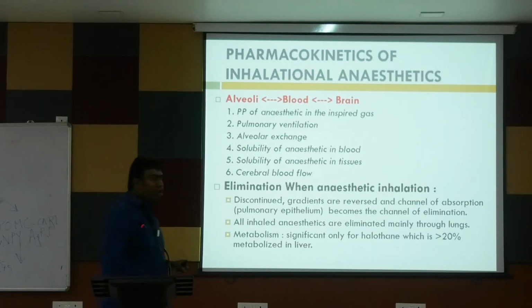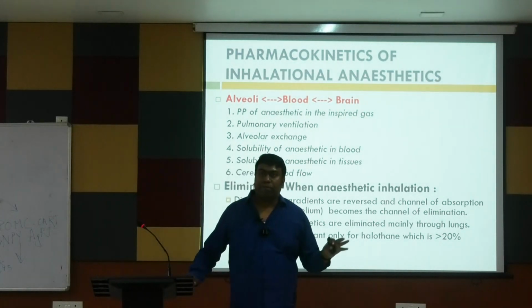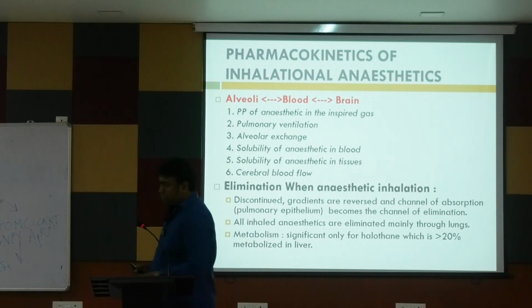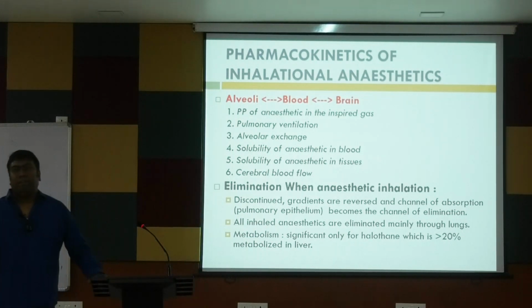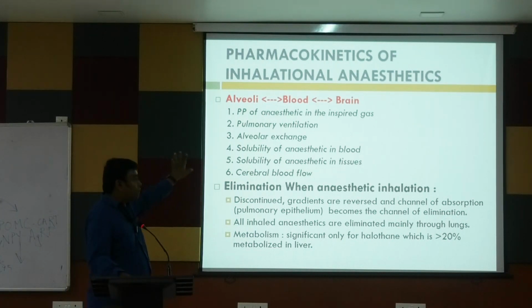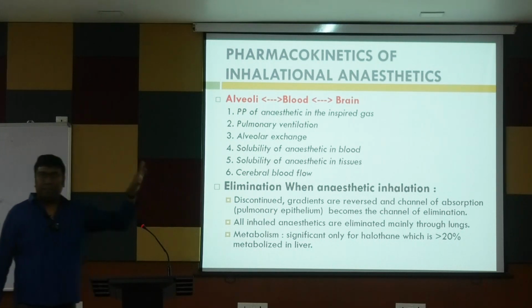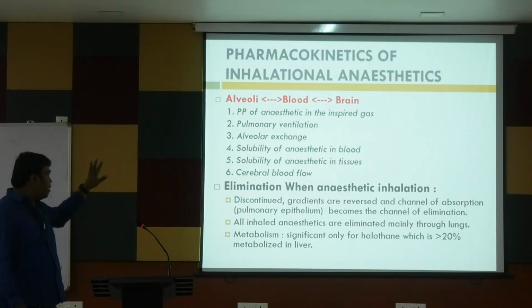Then pharmacokinetics. There are two types of general anesthetics: one is inhalational general anesthetics and one is intravenous. For inhalational, the anesthetic in gaseous form is given from the outside and goes into the alveolus. From the alveolus, there are surrounding blood vessels, so it goes into the blood and through the blood into the CNS. There is an equilibrium between alveoli and blood, and blood and the brain.